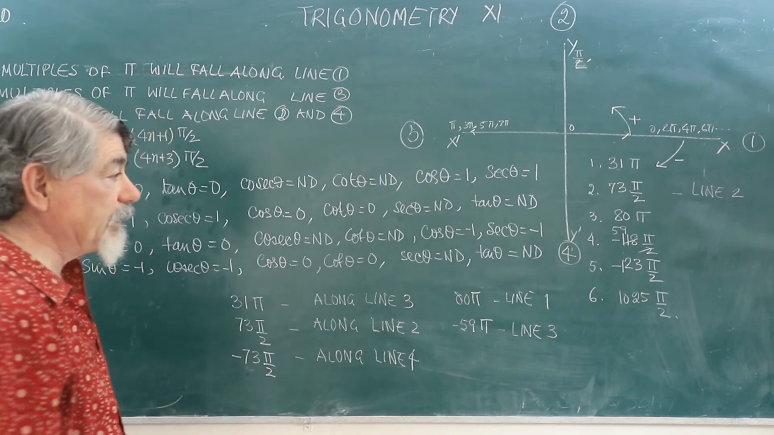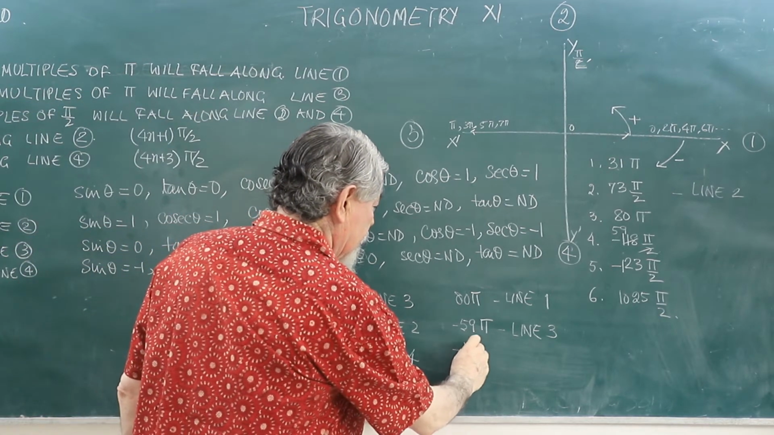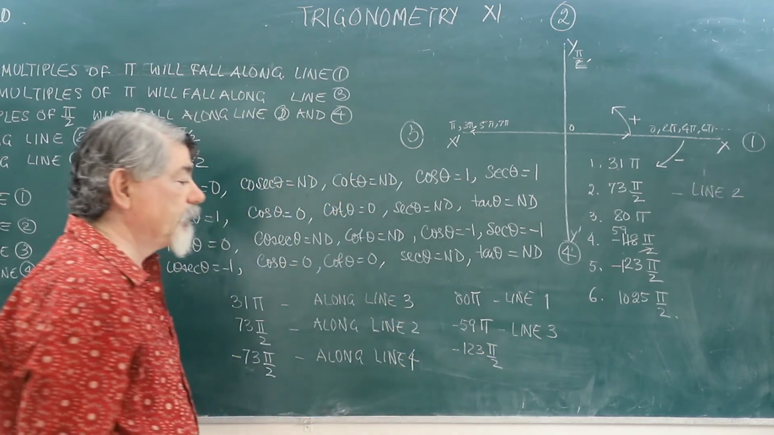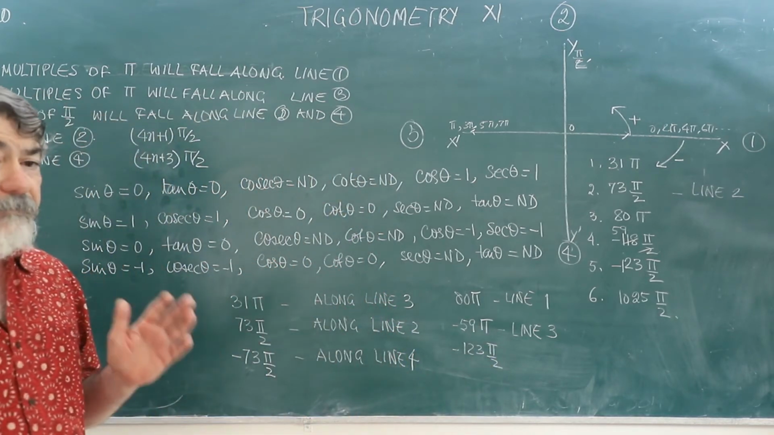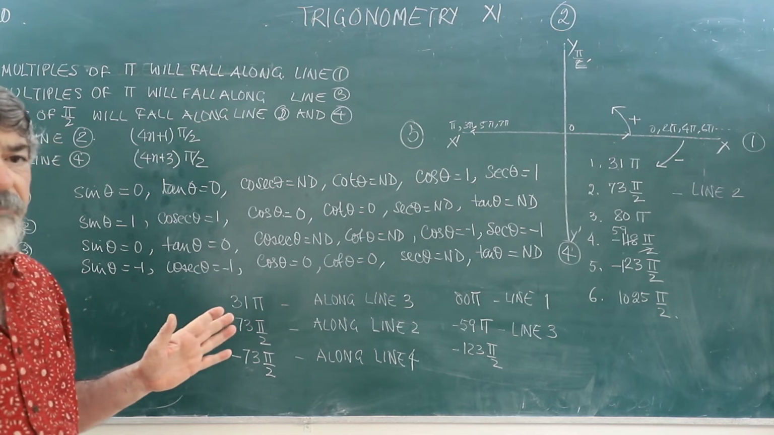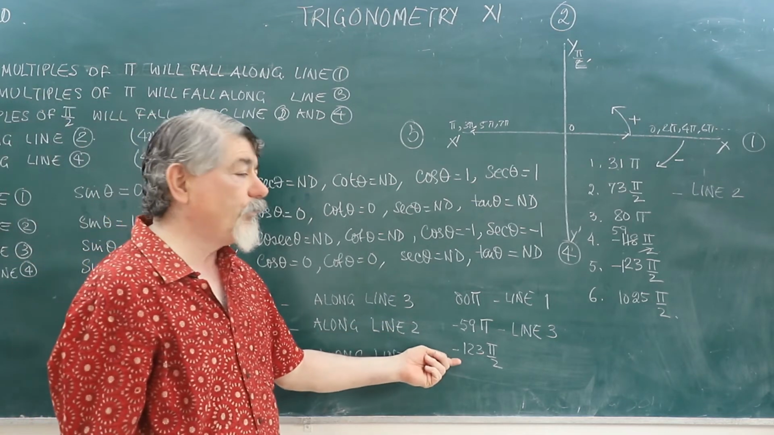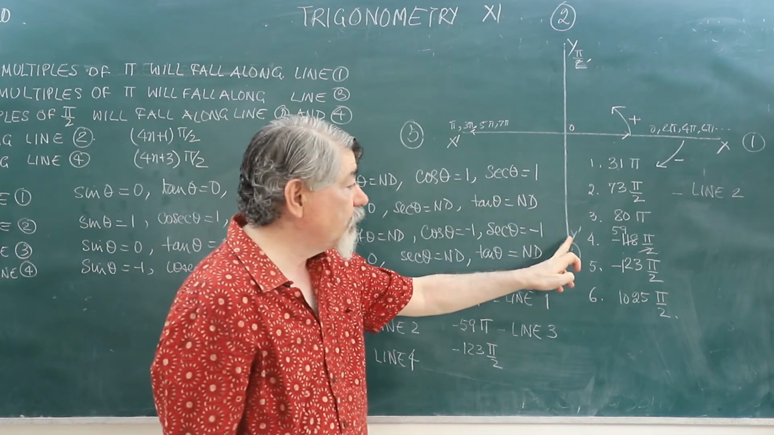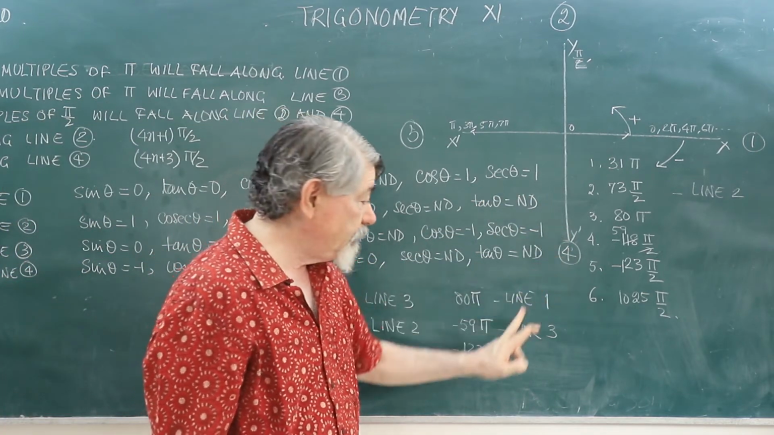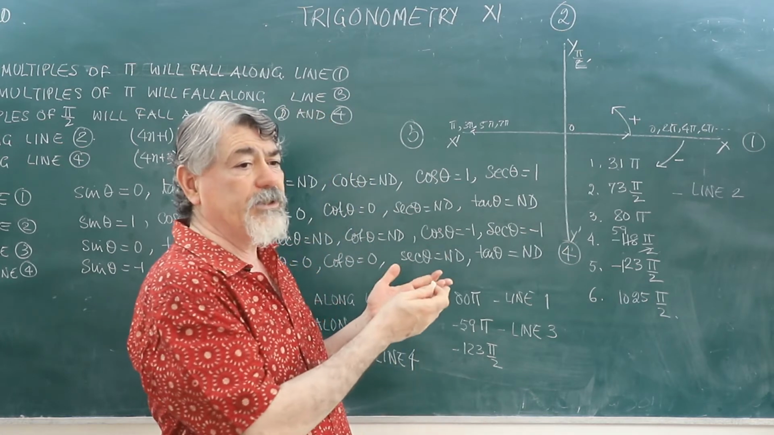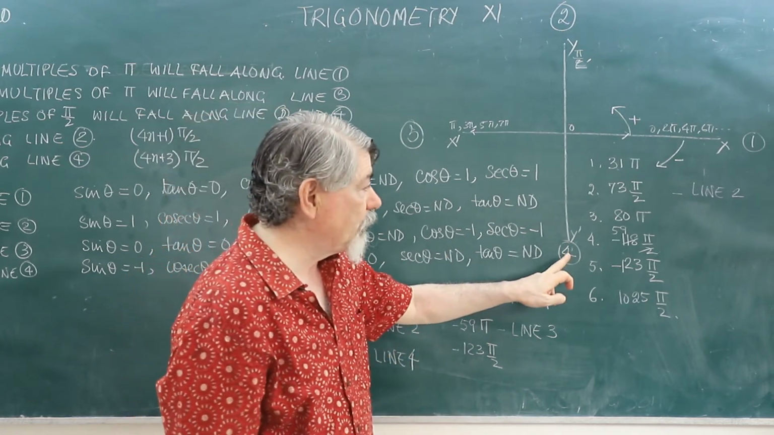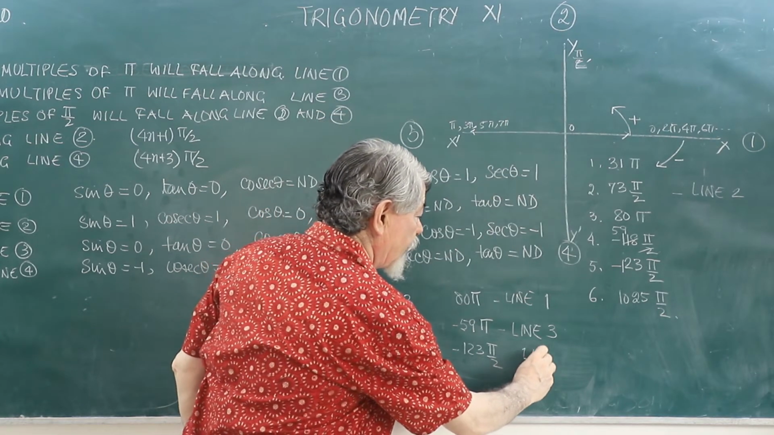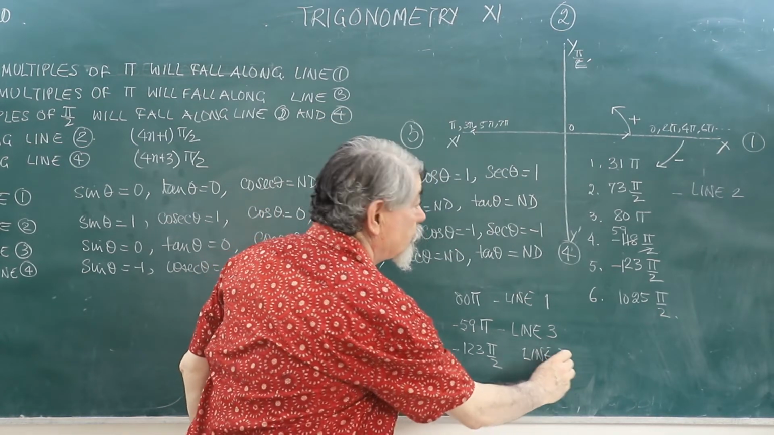Now let us see minus 123 pi by 2. If it is 123 pi by 2, then if you divide it, forget about the minus for the time being, divide by 4, you will get the remainder 3. If remainder 3 comes, then it falls along line 4. But because it is minus, it will fall in the opposite direction. If it was falling along line 4, now it will fall along line 2.